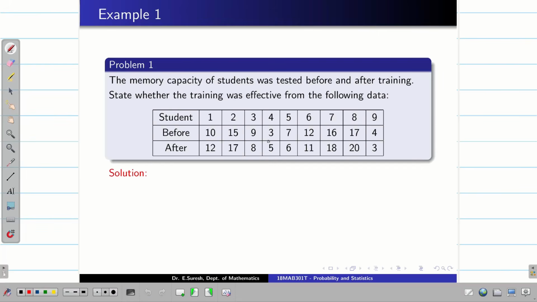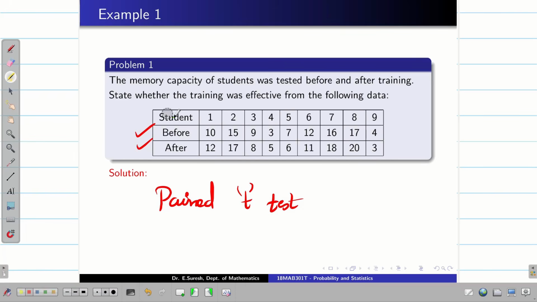How do we identify whether the problem is a paired t-test or an unpaired t-test? Read the question. The memory capacity of students is tested before and after. So the student group is the same. They are checking before and after a training. Very easy: before training, how they are; after training, how their behavior is. So the data is the same, only the time is different. So it is a paired t-test. Obviously we can tell this.